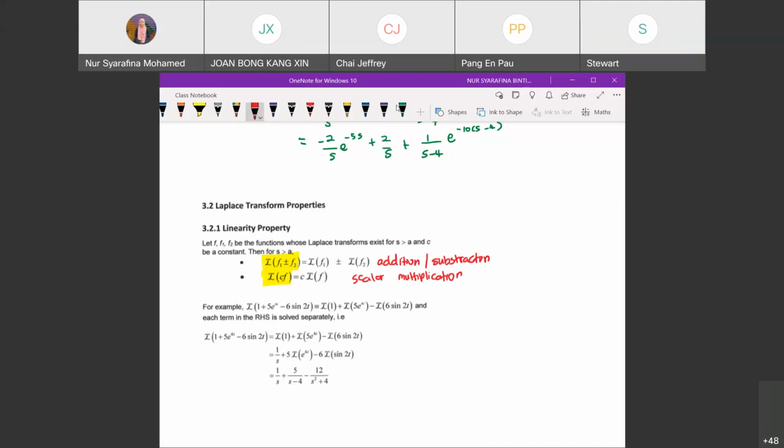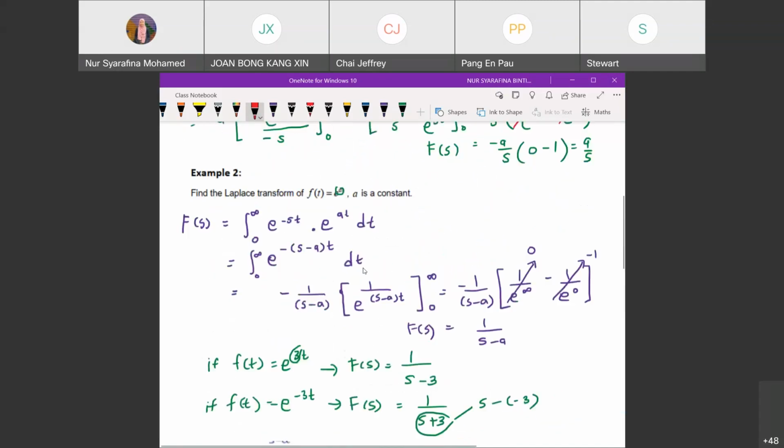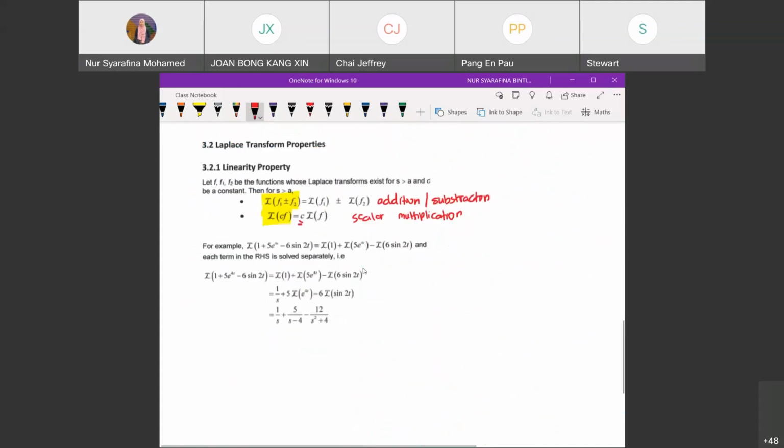So if we have f1 plus or minus f2, by linearity it can be split into transforming f1 plus or minus transforming f2. And if you have the transformation of C times f, where C is a constant, then you can just put C outside. Okay, now let's take a look at this example.